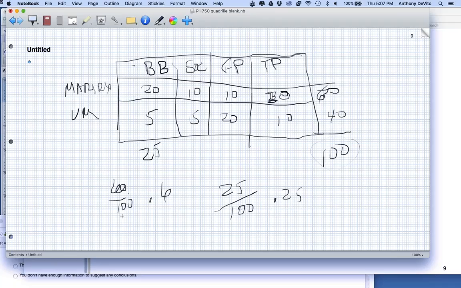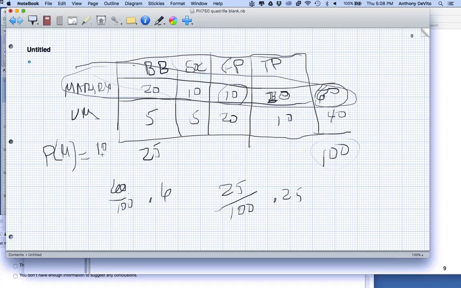Now, given that they are married, what's the probability that they play football? Wait a second. Given that they're married, I'm only looking at the married players here, right? How many of the married players are football players? 10 out of 60. So the probability is 10 out of 60, or 1/6.